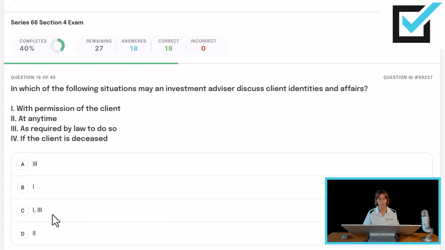In which of the following situations may an investment advisor discuss client identities and affairs? With permission of the client? True. At any time? False. As required by law to do so? True. If the client is deceased? False. So 1 and 3, those are the correct choices.